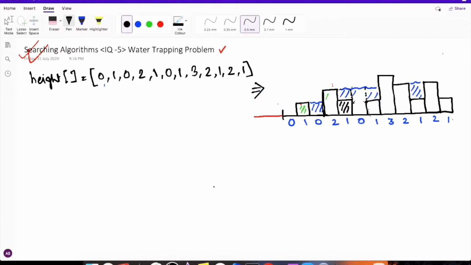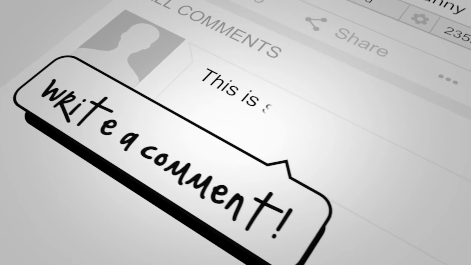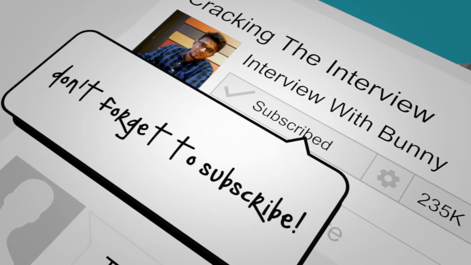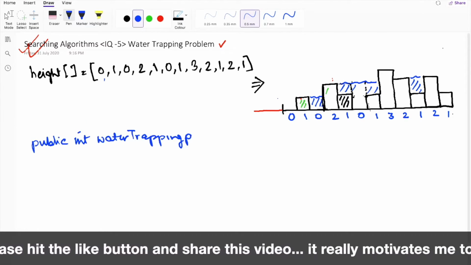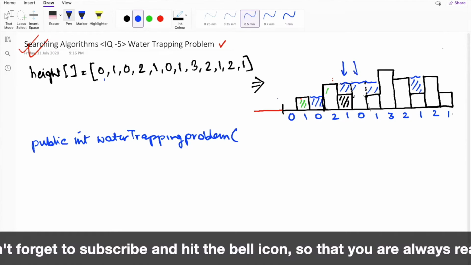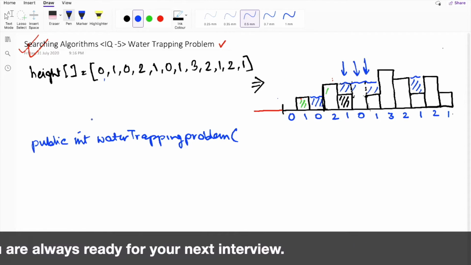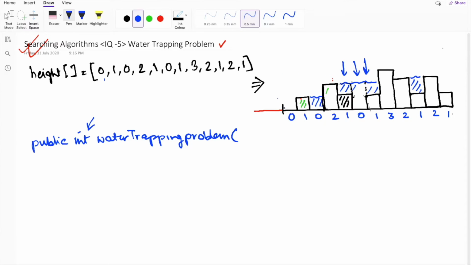So I think you guys are clear with the way we are planning to solve this problem. So let's start with the implementation part of solving this problem. Let's name the method waterTrappingProblem. Since as a result we need to return the units of water that it can accommodate, we are returning the integer type over here, which represents the amount of units of water this structure can accommodate. And here we will be passing the entire height array as our parameter.